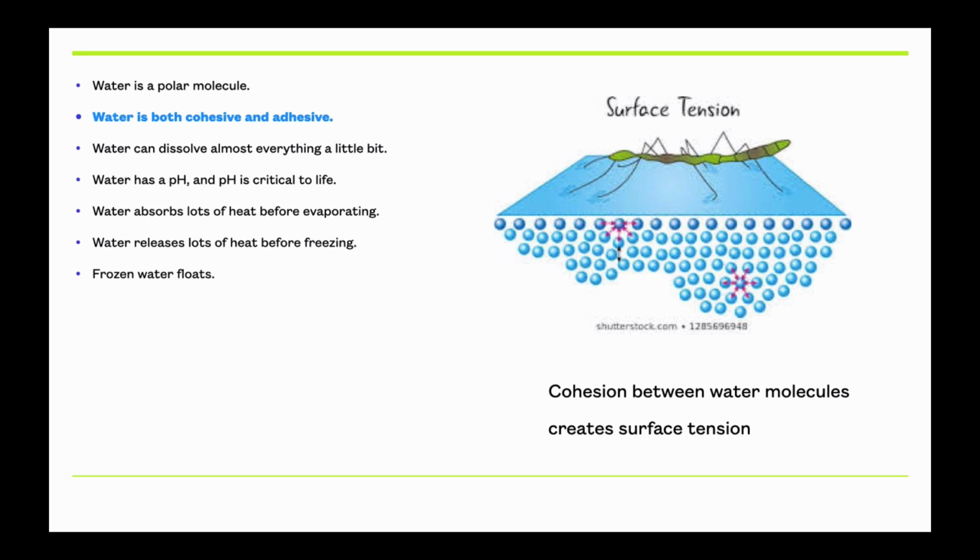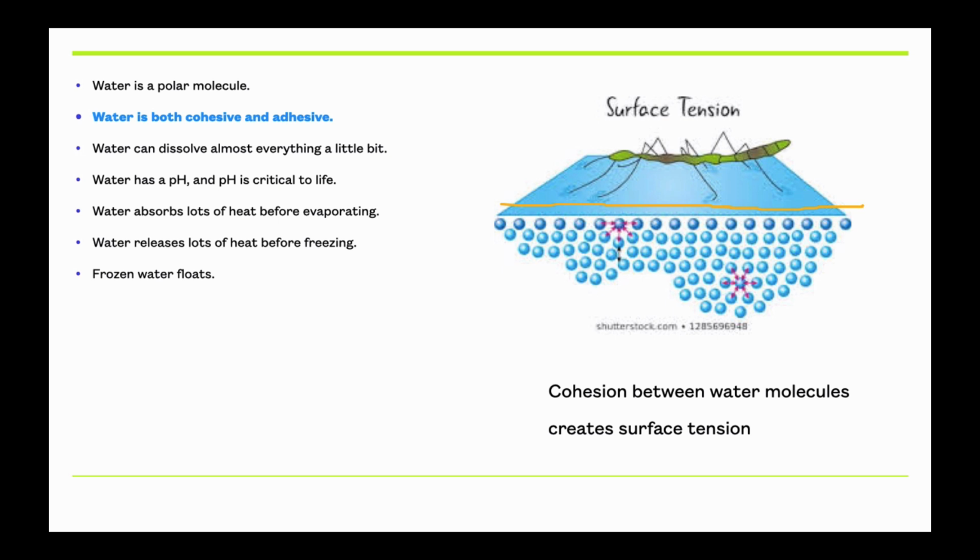Now, water is also cohesive and adhesive, and this relates to the polarity that we just talked about. Because each water molecule is attracted to nearby water molecules, that makes water form a skin along the top, which is slightly denser and stronger than the areas below it. And this makes what we call surface tension. And surface tension is so strong that some insects and lightweight things can actually float or walk across water.